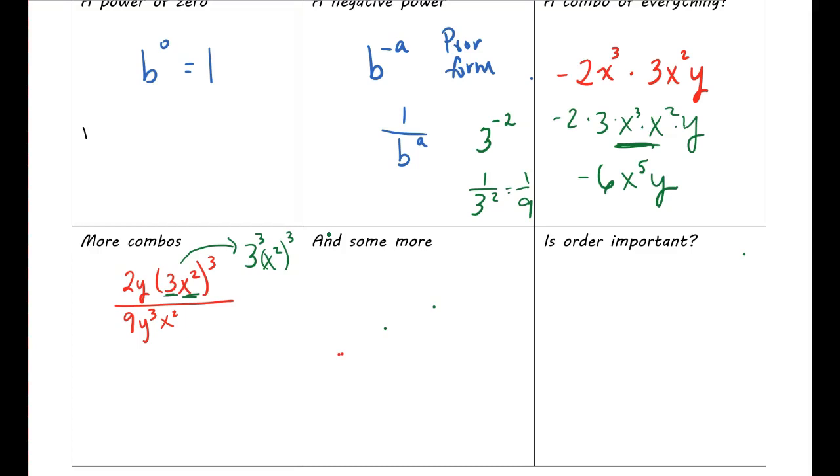The next mistake my students make is they go, okay, so the rule here is multiply. So they're very comfortable with x to the sixth, but then they try to multiply these. We're not multiplying those, that's a power. So it's 3 to the third. So that should be a 27. And that should be x to the sixth. So this whole thing is going to take the place of this parenthesis. So then it would look like 2y times 27 x to the sixth over 9y cubed x squared.